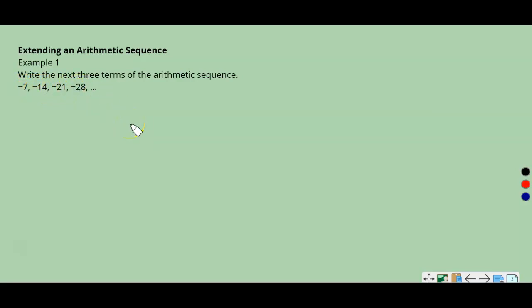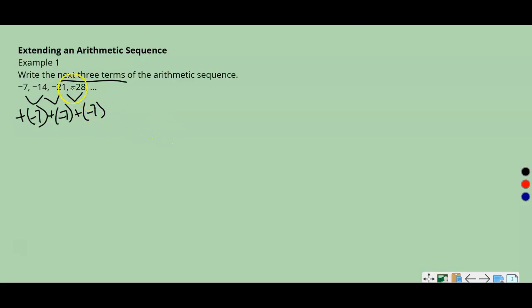So from -7 to -14, you're going to add -7. From -14 to -21, again, you're going to add -7. And from -21 to -28, you add -7. So if you want to find your next 3 terms, what do you think you're going to do? If you said add -7, then that is correct.